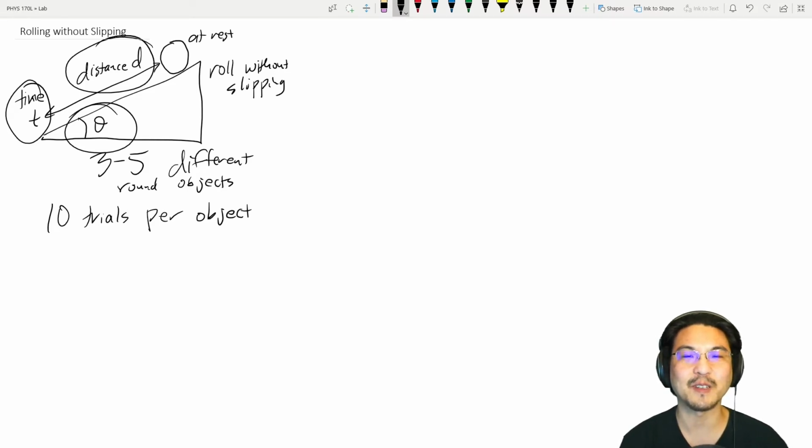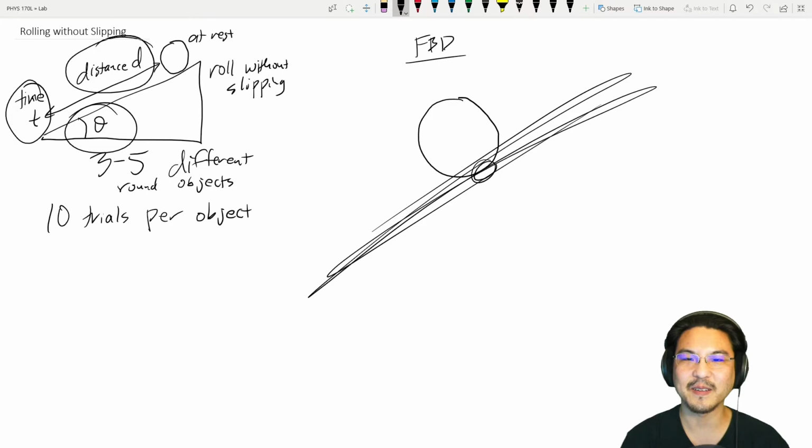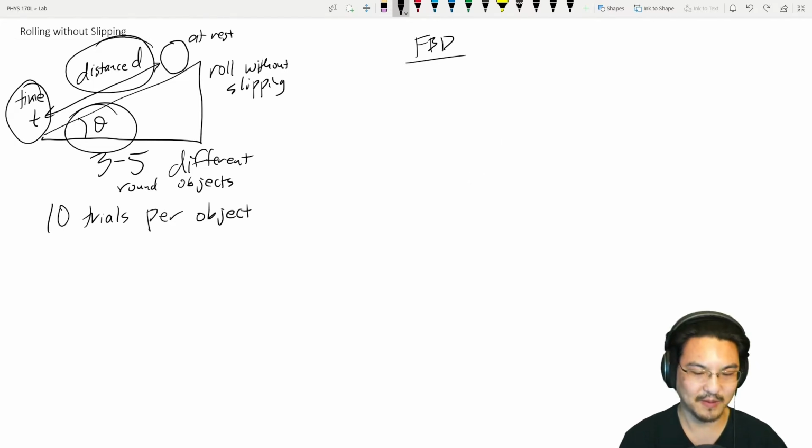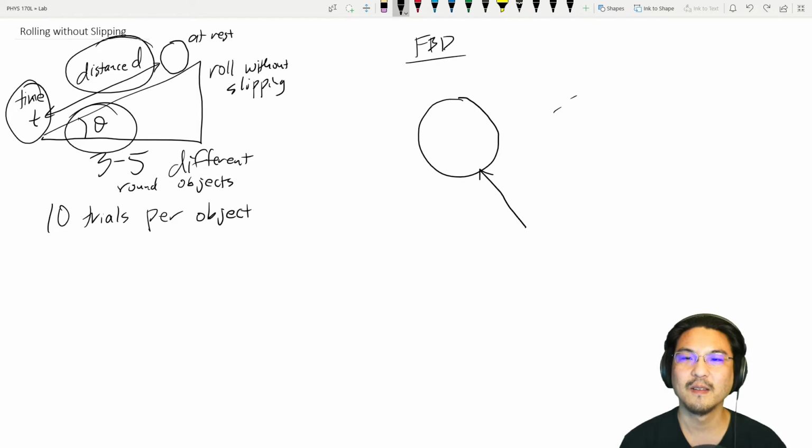If you have a round object rolling, what does the free body diagram look like? So here's the object. If the ramp is here, then it's in contact with the ramp, which means there's a normal force here, normal to the ramp. And then there's friction this way, opposing the motion if it's rolling this way. And that's static friction, if it rolls without slipping. And then there's weight acting at the center of mass of your object.